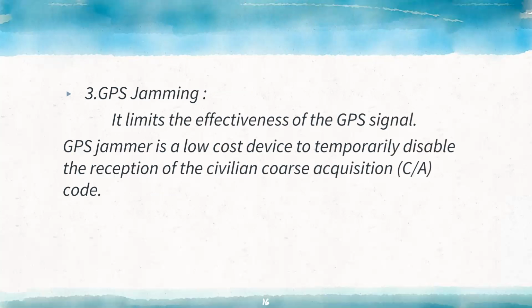The next error is GPS jamming. A GPS jammer is nothing but a small device which will cut off the GPS signal for a temporary time. So while using this GPS jammer, the effectiveness of the GPS signal will be very low.